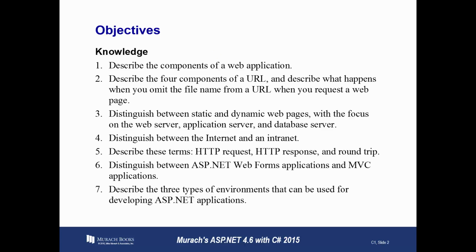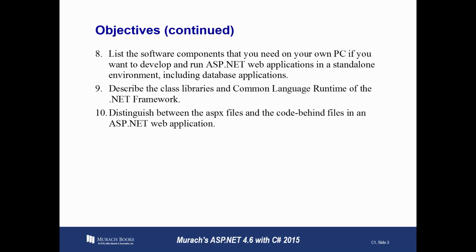Our objectives: describe the components of a web application, describe the four components of a URL, and also what happens when you omit a file name from a URL when you request a web page, be able to differentiate between static and dynamic web pages, be able to distinguish between the internet and an intranet, describe HTTP request, HTTP response, and round trip, distinguish between ASP.NET Web Forms applications and MVC or Model View Controller applications, and describe the three types of environments that can be used for developing ASP.NET applications.